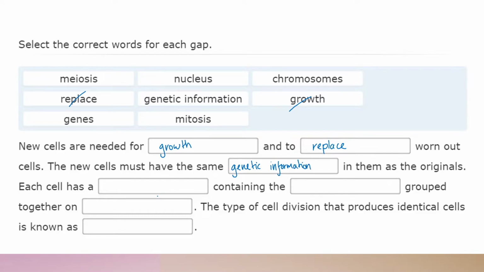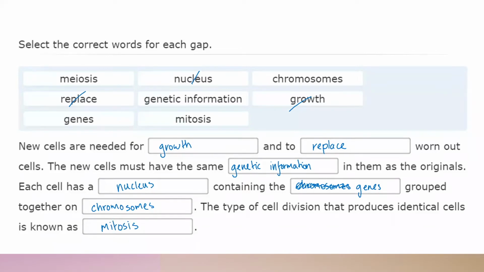Okay, each cell has a nucleus containing the chromosomes. Yeah, there's lots of gaps, isn't there? It's got to group together. Oh no, it should be genes grouped together on chromosomes. Yeah, sometimes you have to read the whole thing. Grouped together on chromosomes. So it's a good idea for you to draw out the chromosome and the genes. This type of cell division that produces identical cells is known as mitosis.